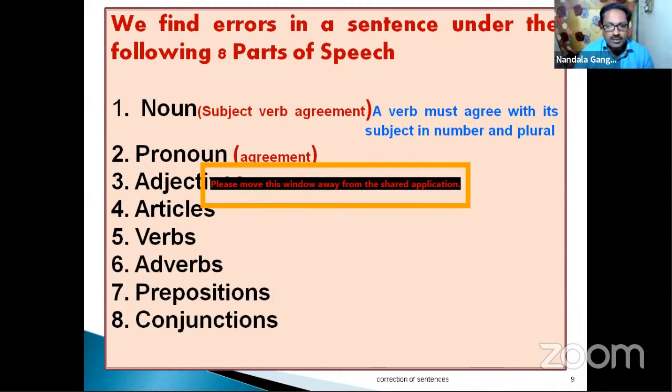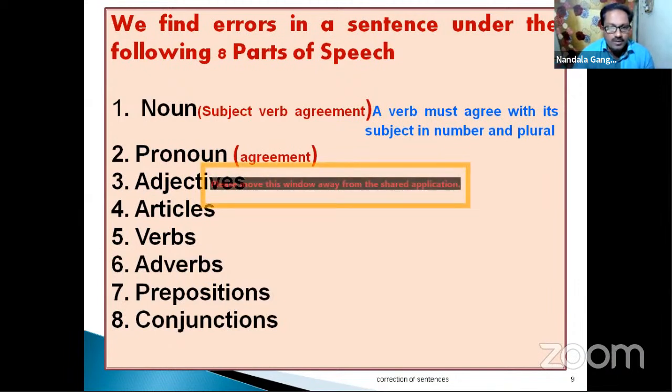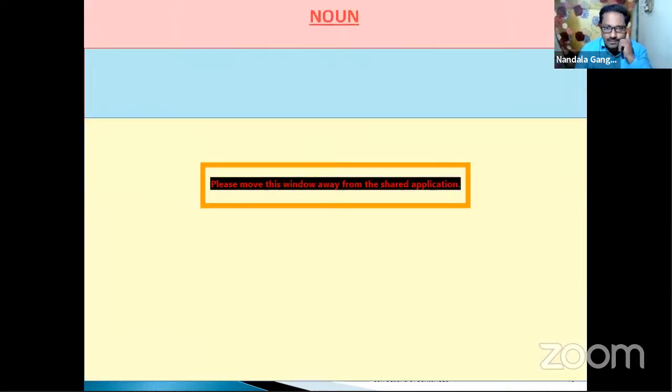The pronoun agreement is also the same. A pronoun is used instead of a noun. So if the pronoun is plural, we have to use a plural verb. If the pronoun is singular, we have to use a singular verb in the sentence. We should remember these things while correcting errors. There may be corrections in adjectives, articles, verbs, adverbs, prepositions, and conjunctions.